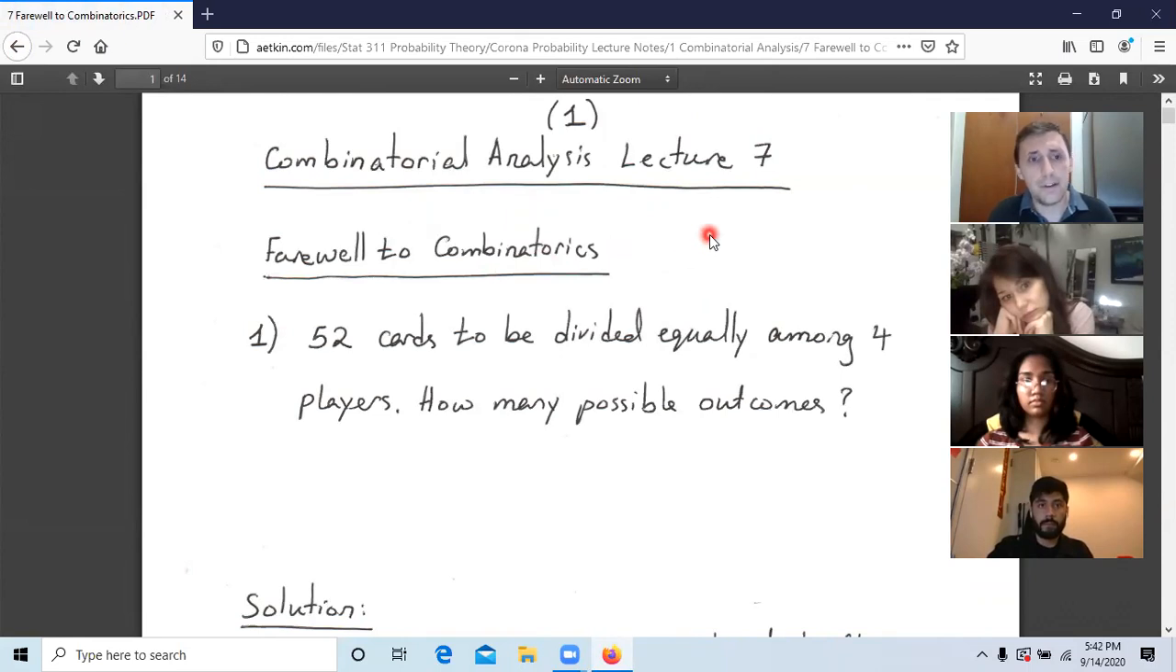Okay, so let's see what happens here. We have 52 cards, and they have to be divided among four players. So type in your solution: how many possibilities are there of accomplishing this?